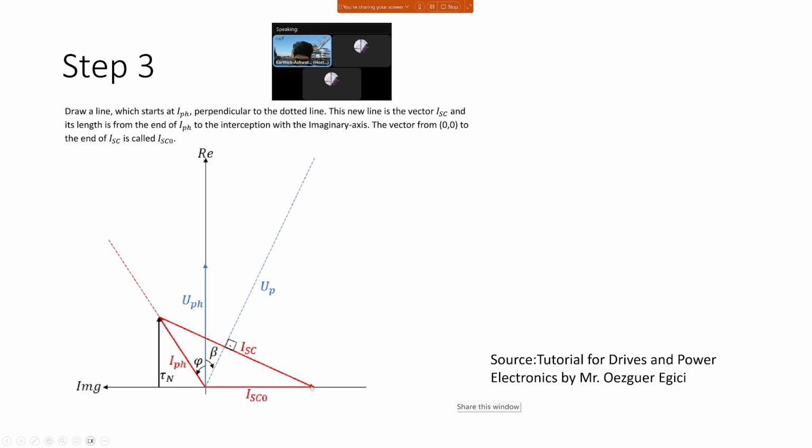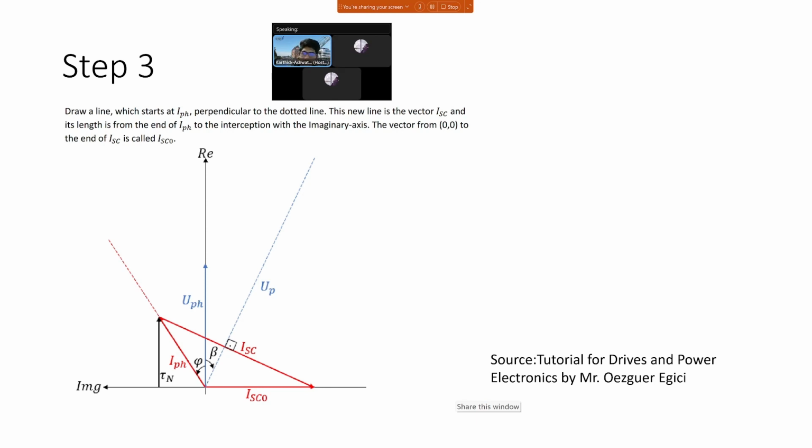And note the directions as well. So IPH is pointing outwards, ISC is pointing towards this center, and ISC 0 is also pointing towards the center. That's because of vector rules. IPH plus ISC is ISC 0, like the law of vector addition.